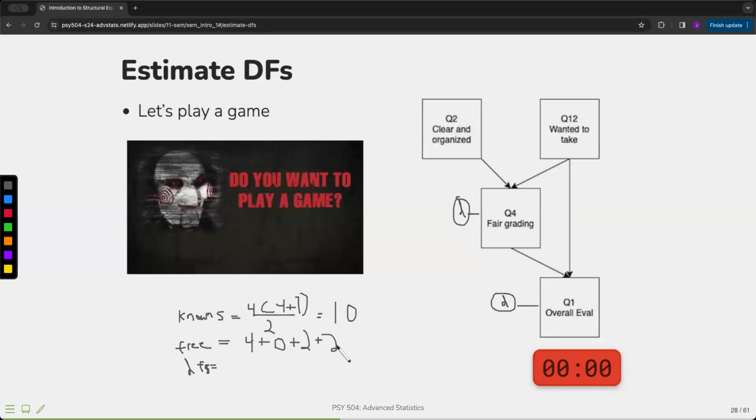So the number of free parameters that we see here are 4, 5, 6, so we have 8, right? So how many degrees of freedom do we have? 2. So is our model identified here?